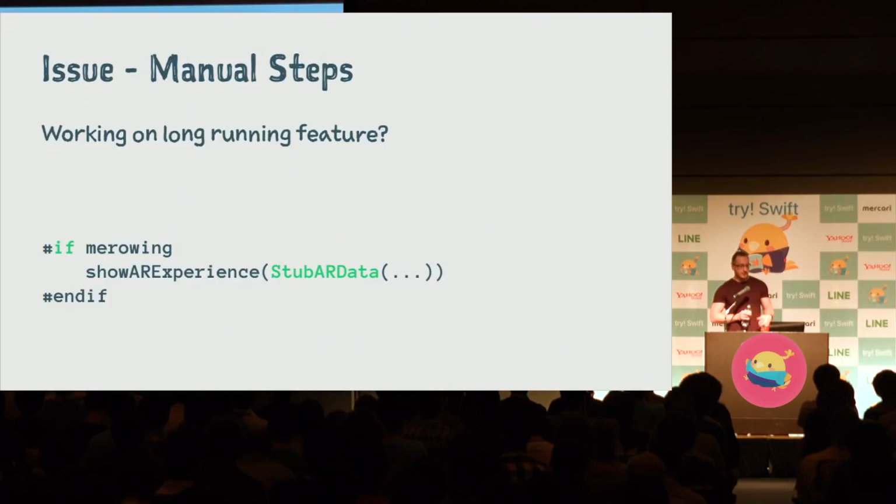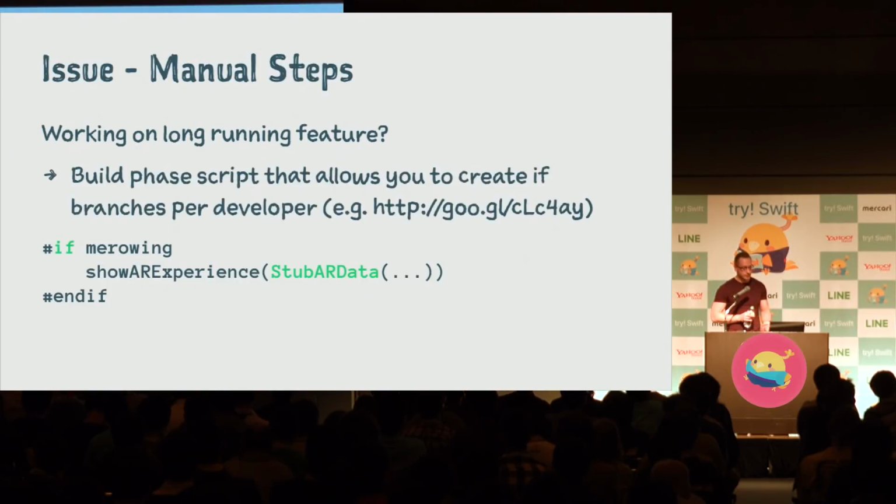But sometimes user breakpoints aren't enough because you need to take many steps to reproduce whole workflows. Or if you are working on a feature that will take you a long time, but you need to commit it to develop branch, you can add a build script to your project that will allow you to write code paths that execute only for a specific developer.